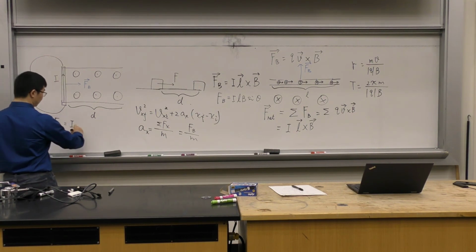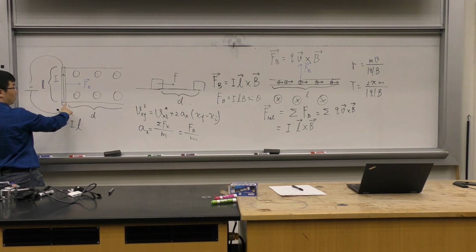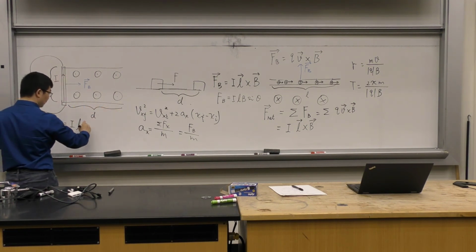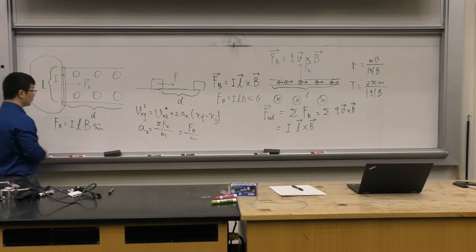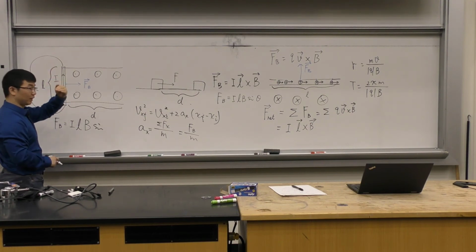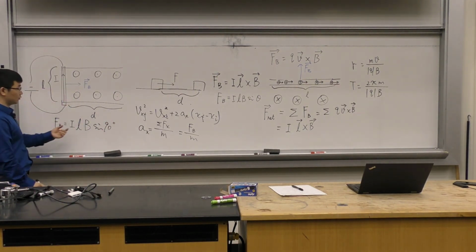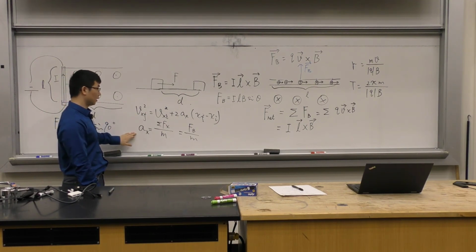I is given. L, now this is the L you use, right? The length of the bar, not this. This is the rails, which has nothing to do with this guy. B is given. What is angle theta? The angle between the current and magnetic field. In this case, current is up, magnetic field out of page, still 90. Once you find this force, the rest is just kinematics and Newton's second law.